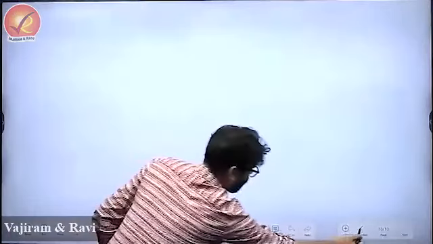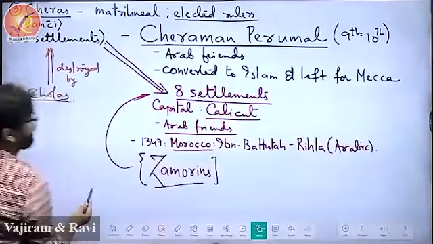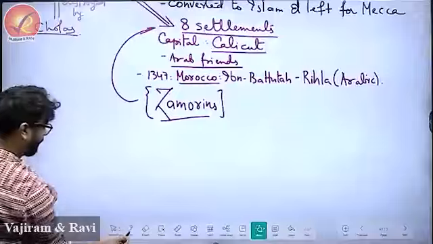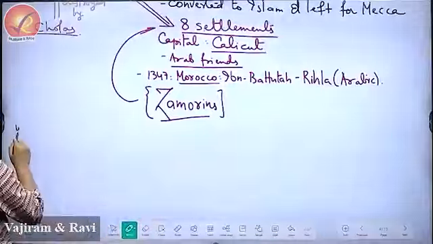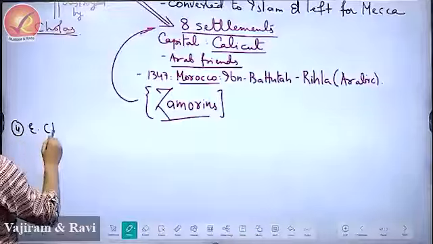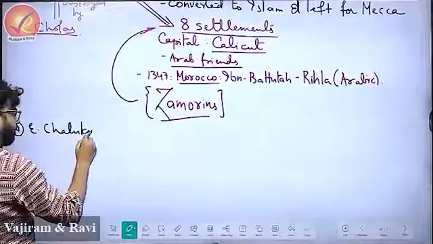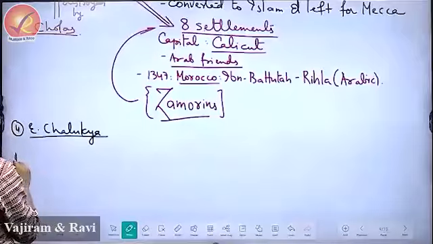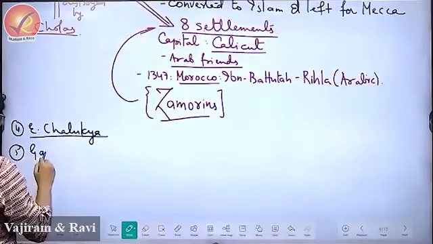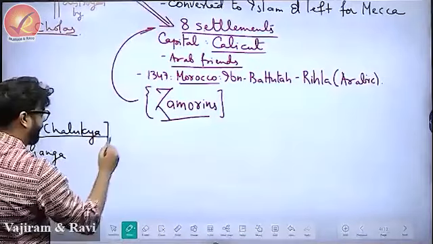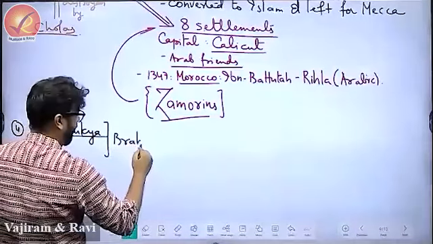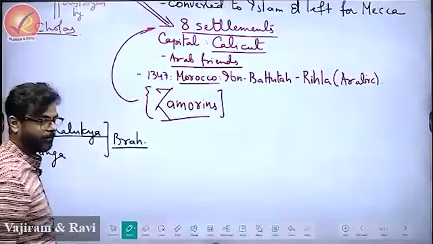Okay, back. Now we are left with 4 and 5. 4 and 5 are the easiest. 4 is Eastern Chalukya, which we had left somewhere before. And number 5 is the Ganga kingdom of the south. Both these kingdoms had one thing in common. They said we are Brahmins.